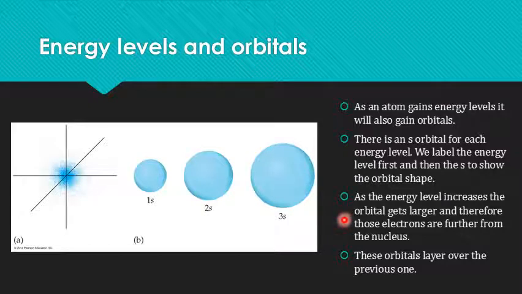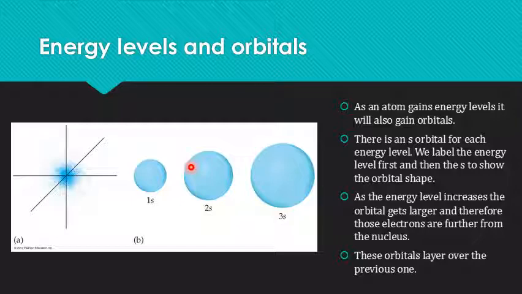As the energy level increases, it gets further from that nucleus, and the orbitals layer over the top of each other. So you can think of this 2s orbital being like surrounding the 1s, and the 3s surrounding both of those. So it's like having, I don't know what a good analogy is, but it's like having a shell within a shell within a shell.